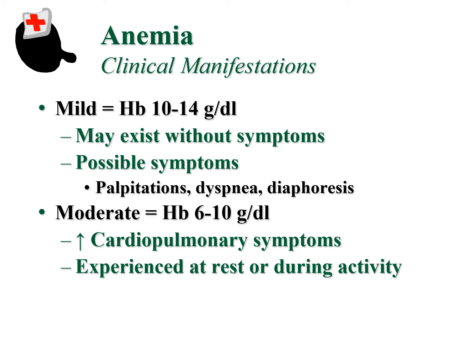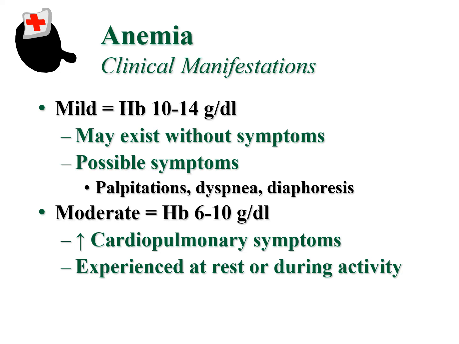Moderate anemia, so hemoglobin between 6 and 10, you can definitely have some increase in cardiopulmonary symptoms, experienced at rest and definitely during activity. And that's where you're going to start getting the shortness of breath. You could have chest pain if there's not enough oxygen getting to the heart, fatigue, dizziness, weakness. So you're going to get all of these vague symptoms when a patient has a moderate anemia.